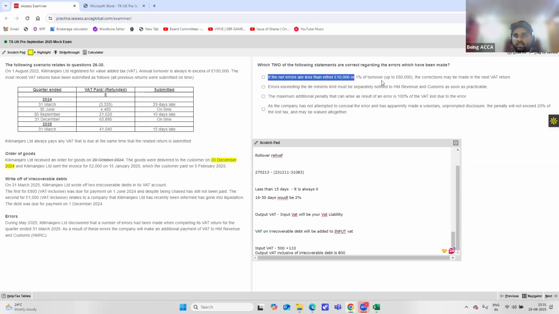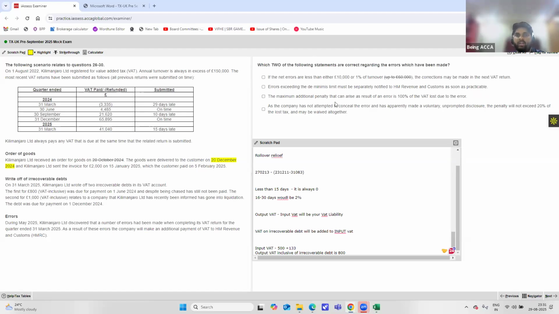This is correct until here. Everything is right until here. But after this, because of this one value, this will become wrong. It will be 50,000. 50,000 is the limit. All right. Clear with me? With me so far? Yes. So because of this wrong value of 60,000, it goes wrong. Next, errors exceeding the de minimis limit must be separately notified to HMRC as soon as practicable. Yes, this is the right one, obviously.